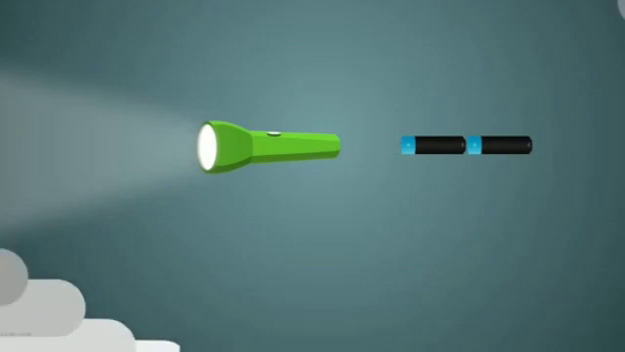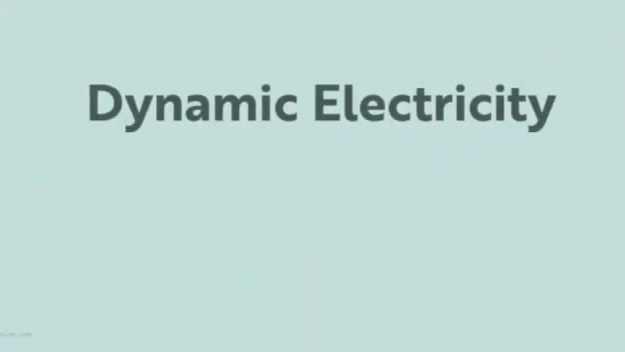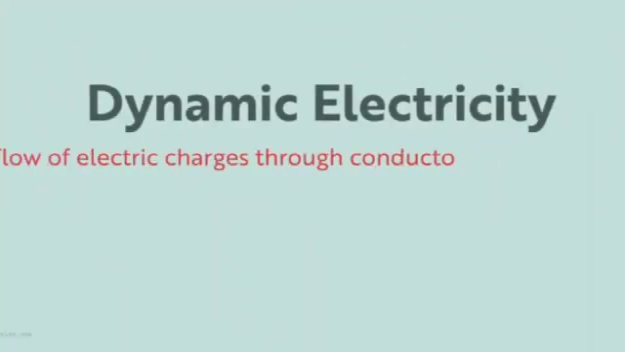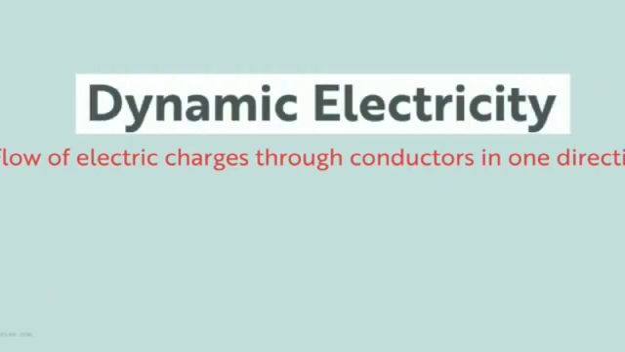So dynamic electricity or simply electricity is the flow of electric charge through a conductor in a definite direction. So what is electricity? It can be defined as the flow of charges. So we have studied what is electricity in this module.